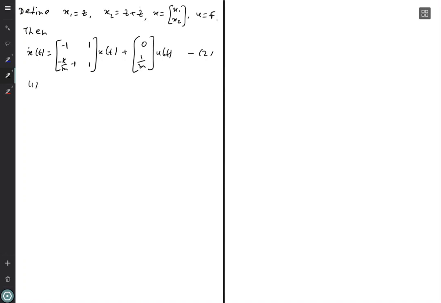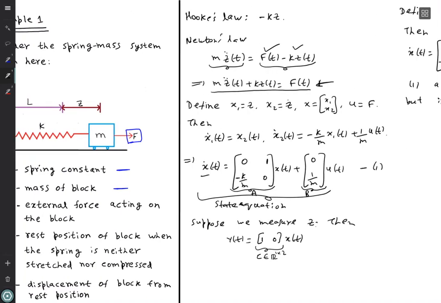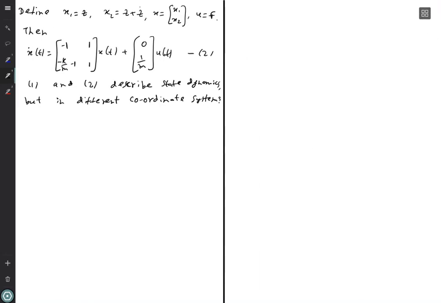See, both 1 and 2 describe the state dynamics of my spring mass system, but in different coordinate systems. Now, of course, in these new coordinates, the output equation continues to be [1 0] x of t. This remains the same because we are still measuring z.